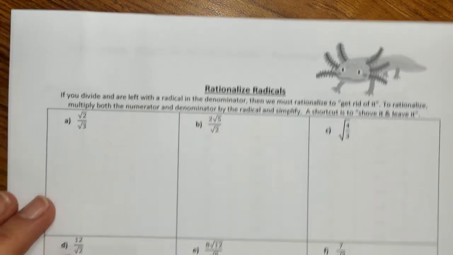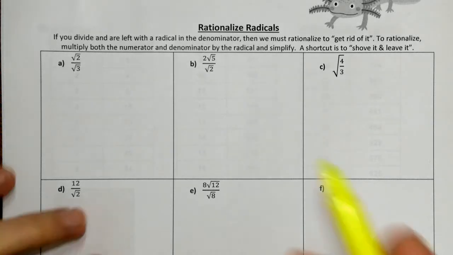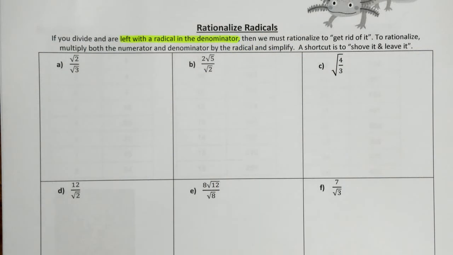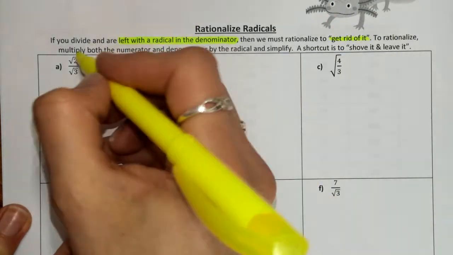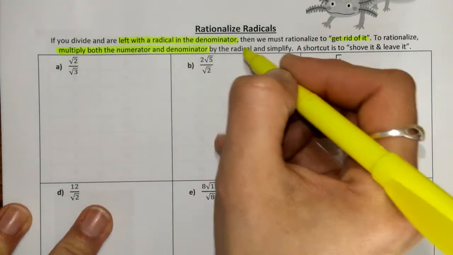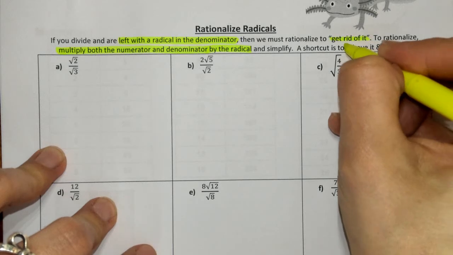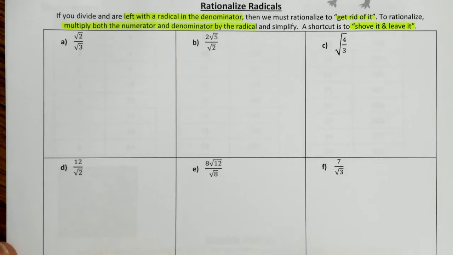Rationalizing. I like the rationalizing. I don't know, call me weird, whatever. What ends up happening here is if we end up with a radical in the denominator, that is a no-no. We are not allowed to do that. So we have to get rid of it. One way you can do this is you can multiply both the numerator and denominator by that radical. The other way you can do it, the shortcut that I'll show you, is called shove it and leave it. So the first 3, I'm going to show you both of them. And then the last 6, I'm going to do just the shove it and leave it.